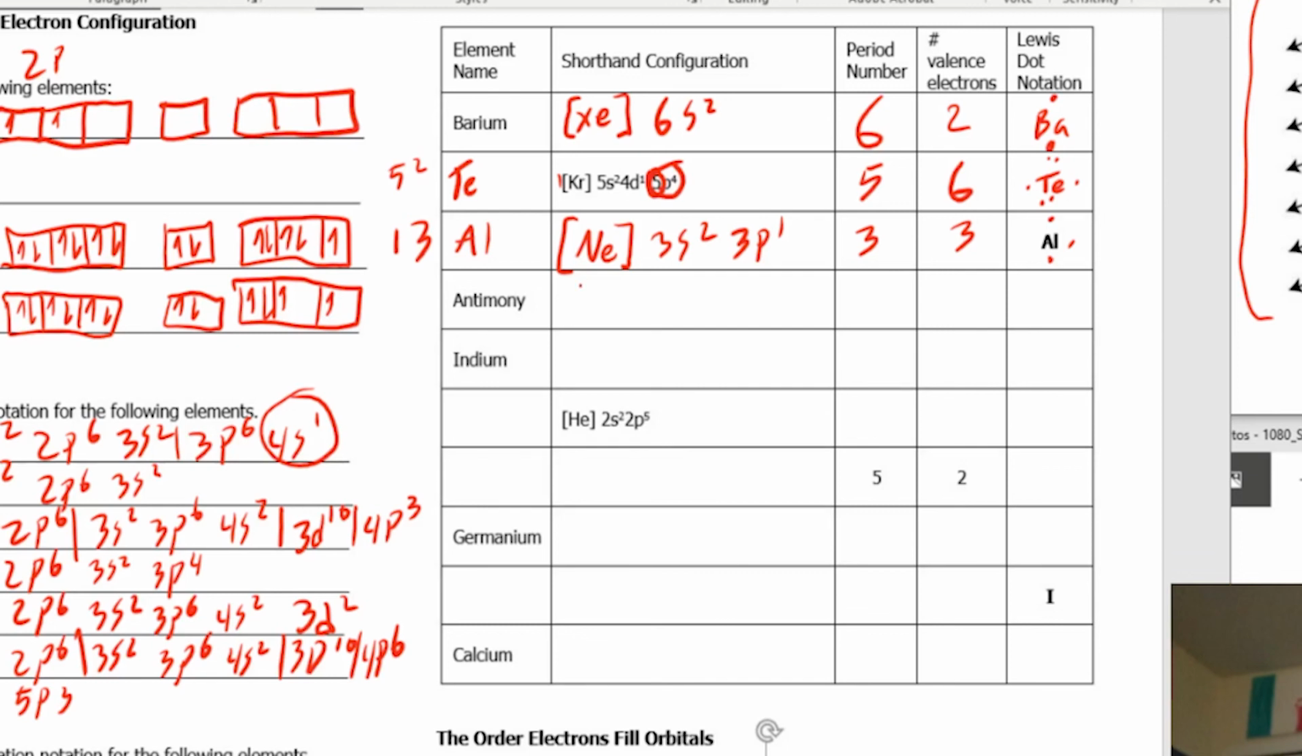So we're going to start with krypton. We did antimony before, so I'm going to copy it from here. Actually, I can't do that. So after krypton, we have 5s2. And then 4d10. And then 5p3. And if you're wondering if that's correct, all you do is count up your electrons. So krypton has 36. And then this is 2, 10, plus 3, so that's 15. So 36 plus 15, that gives us 51, which is what we were looking for. And then here we're going to put SB.